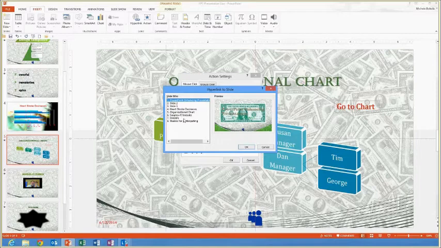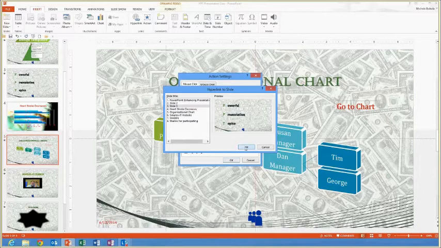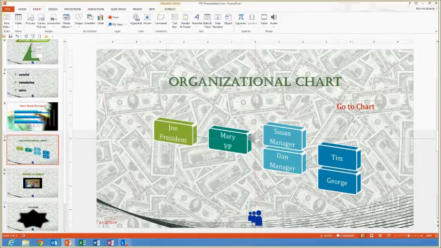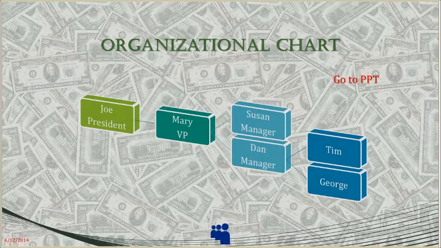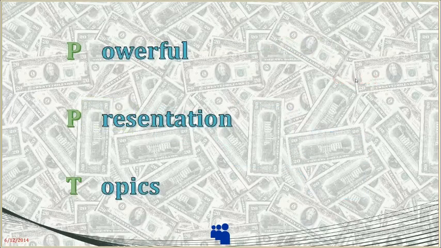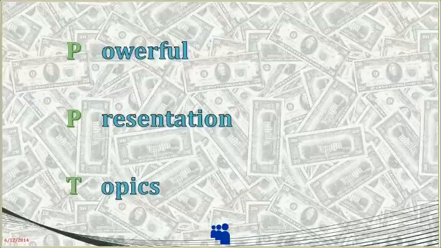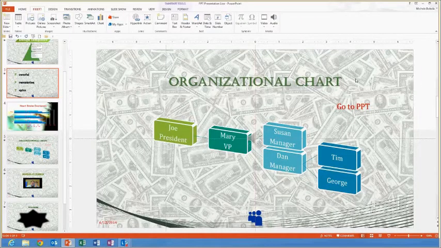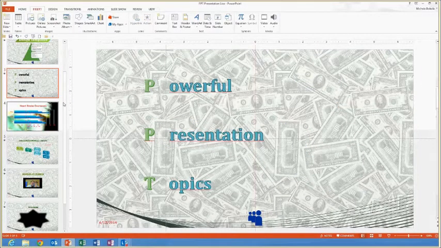my organizational, I want to go to slide 3, the one that has the powerful presentation topics. So I can hit that, actually go to PPT is what I want to say. So now when I do the Shift F5 and I hit the music, it jumps back to that slide. So you can put action buttons in here to do things. You can do hyperlinks.